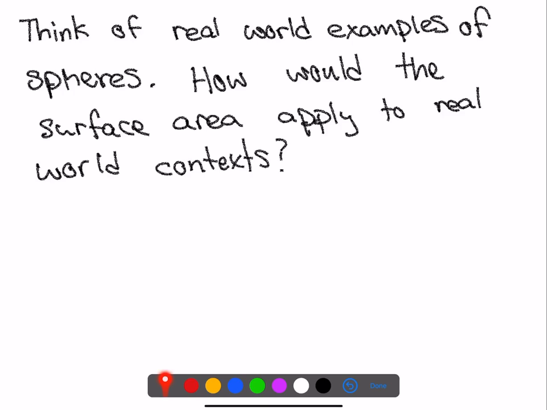So, think of real-world examples of spheres. How would the surface area apply to a real-world context? So, just looking around the room that I'm in right now, I see a basketball. Basketballs are spheres. And in case we ever need to actually create basketballs or any sort of ball, we would need the surface area of the outside material. So surface area does deal with quite a few different things. Planets are extremely important to know the surface area, how large the planet is, how much of the surface that we can inhabit, things like that.